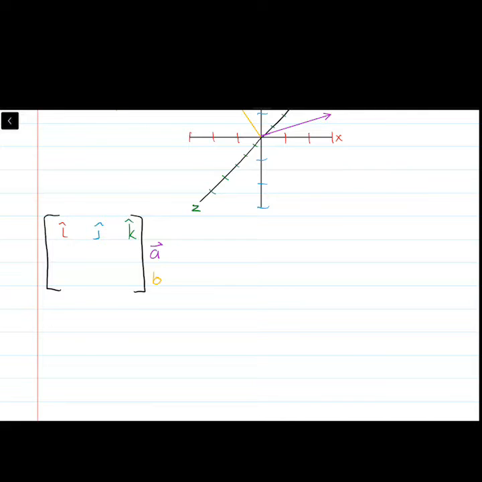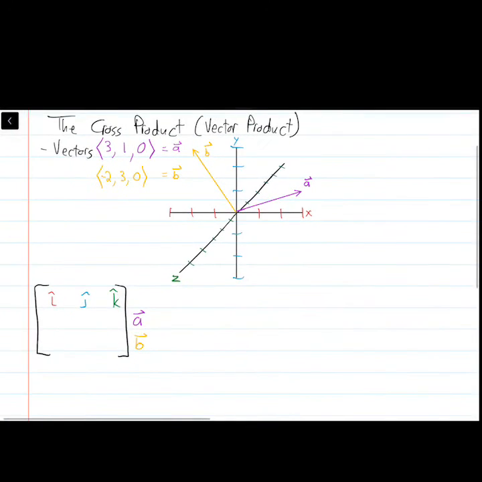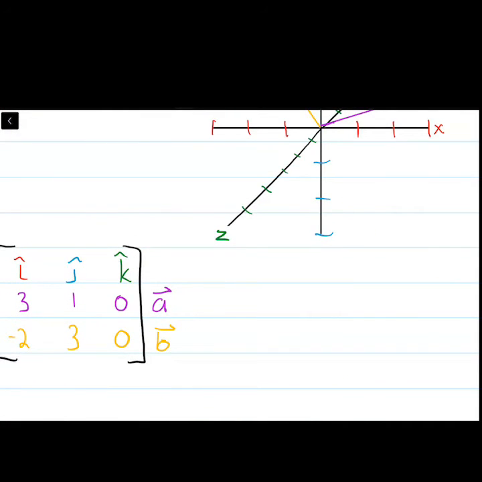In the middle row, across the row, we're going to write in the 3 components of the A vector. And that was, again, 3, 1, and 0. We'll do the same in the last row for the B vector, and that was -2, 3, and 0. And so now, when using the determinant form to compute your cross product, there's 3 main steps, and we're going to get each component of the resultant vector, i hat, j hat, and k hat.